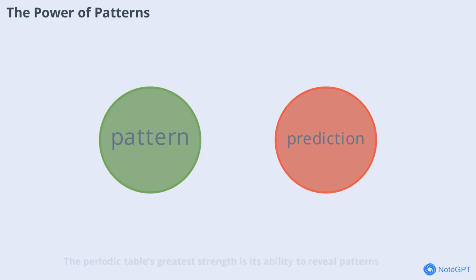The periodic table's greatest strength is its ability to reveal patterns. By grouping elements with similar properties, it allows us to predict behaviors, discover new materials, and even design new elements. This pattern recognition is at the heart of scientific discovery.